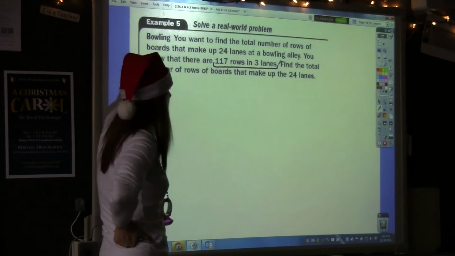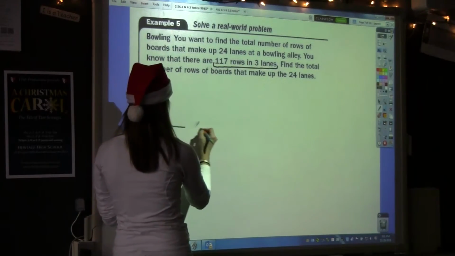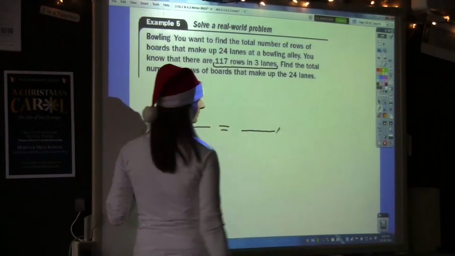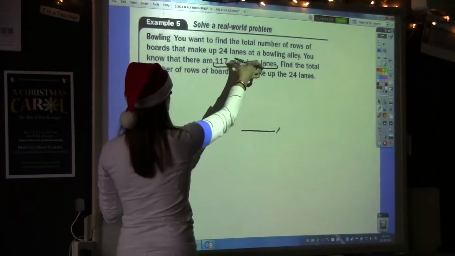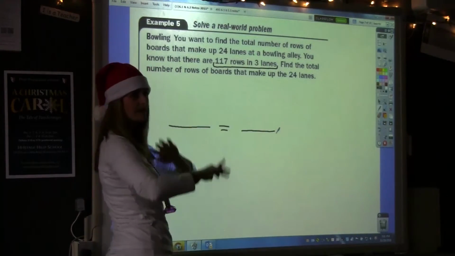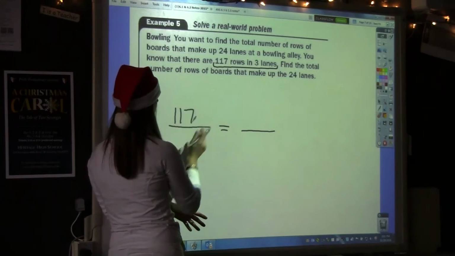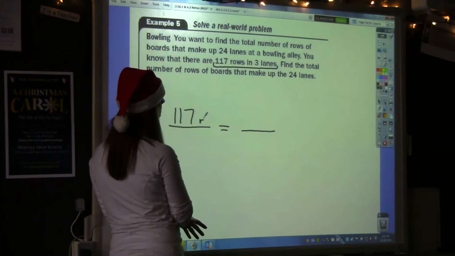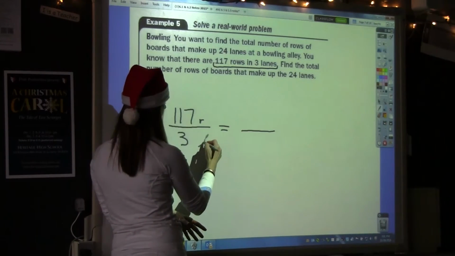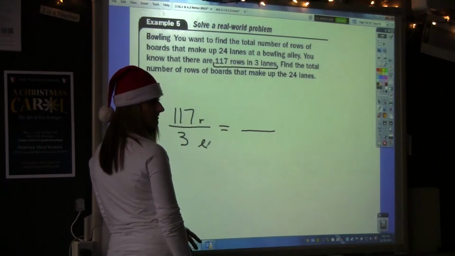Find the total number of rows of boards that make up the 24 lanes. I could see a ratio right there. So let's go ahead and try to set up a proportion. We have 2 ratios. We can put this on one side. There are lots of different ways to set up a proportion, but the way I see it, and I'm going to do this one, is 117 rows, with a little R there so I remember those are rows, and 3 lanes, that's an L. 117 rows for every 3 lanes.